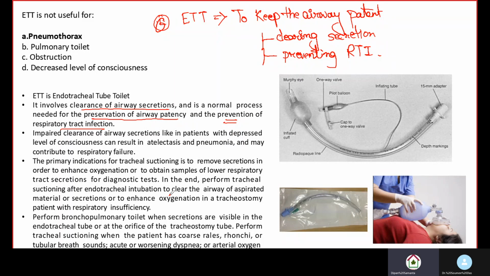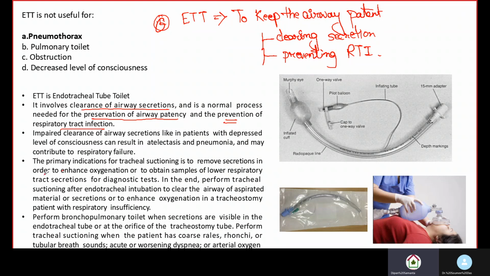Impaired clearance of airway secretions can result in atelectasis and pneumonia as well, and may contribute to respiratory failure. If the airway secretion is not cleared completely, what can happen? It can result in atelectasis and pneumonia, especially in people with a depressed level of consciousness, and it may contribute to respiratory failure.